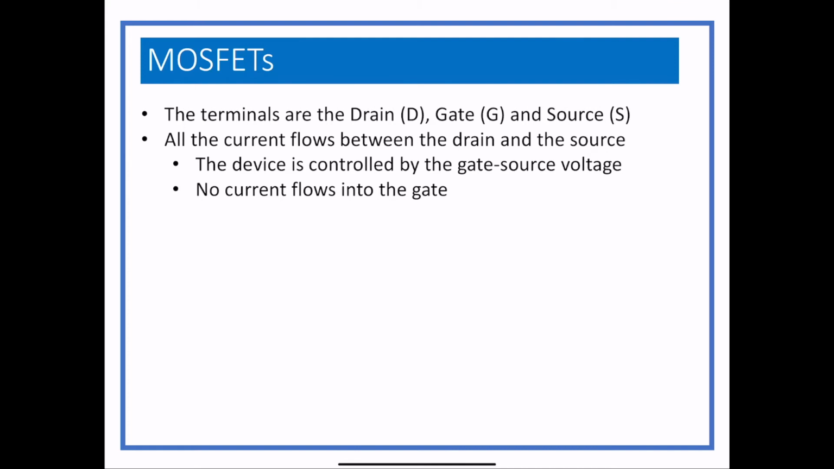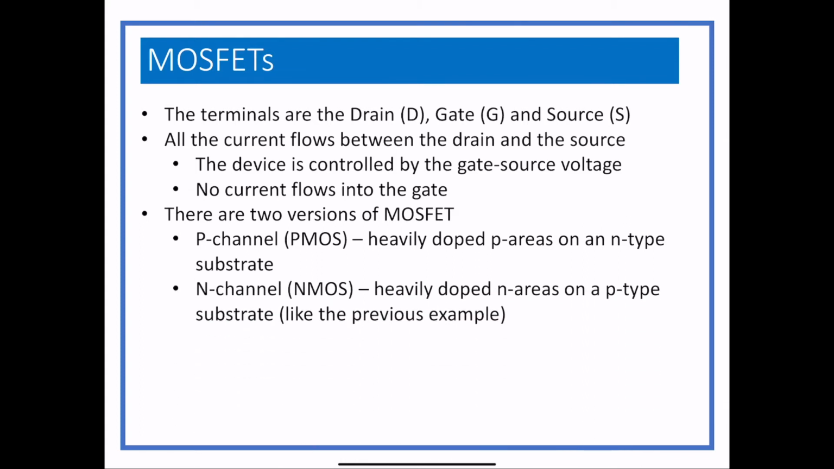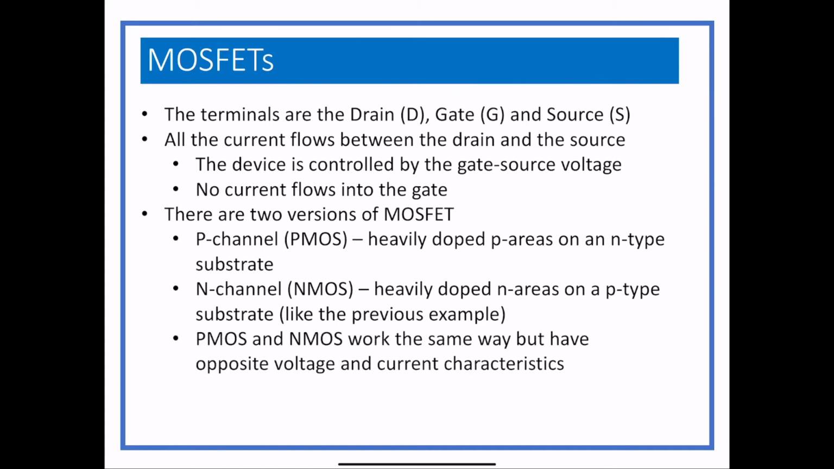There are 2 types of MOSFET. There is the P-channel or PMOS device, and that's when you have heavily doped P areas on an N-type substrate. And then there's the N-channel, which is an NMOS, which is what we looked at in the graphic before, where there's heavily doped N areas in a P-type substrate. And they do work the same way, but they have opposite voltage and current characteristics. So basically, the current just flows one way in one device and the other way in the other device.